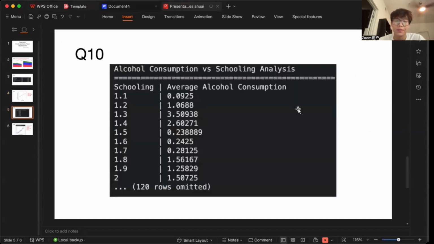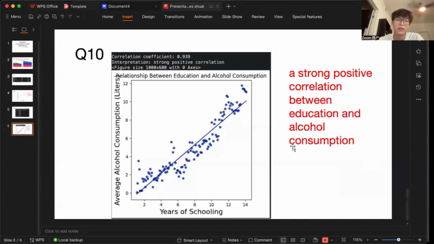And for question 10, I looked at alcohol consumption with schooling, and I wanted to figure out its correlation. I found that there is a positive correlation between schooling and average alcohol consumption. It indicates that populations with higher years of schooling have more alcohol consumption, and the scatter plot shows a strong positive correlation.